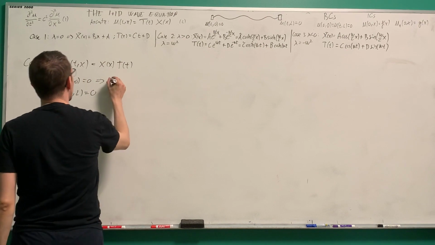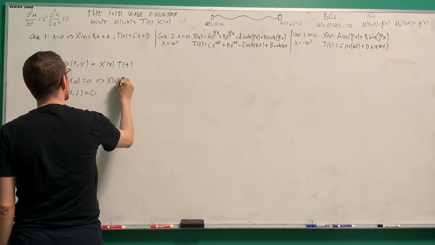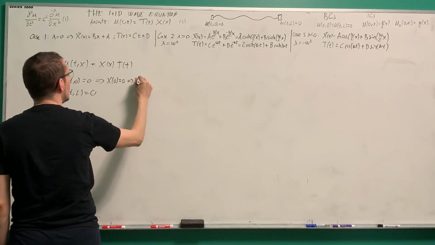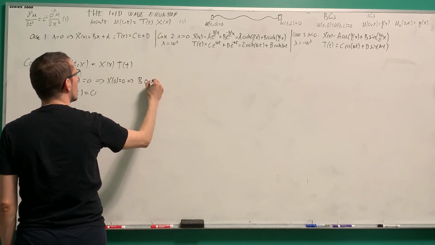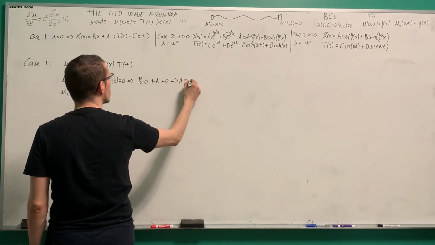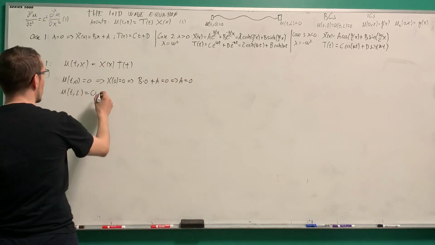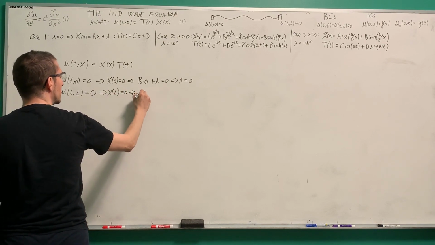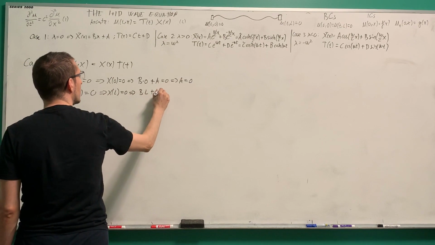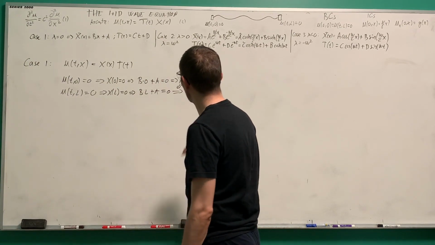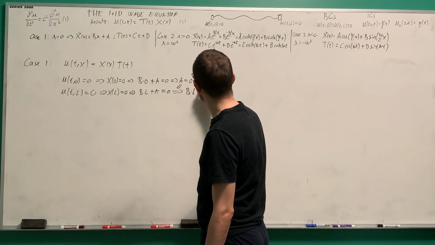Alright, so that means that x of 0 is equal to 0. That gives me, I take x from here, b times 0 plus a equals 0, which means a is equal to 0. Alright, but what does the other condition give me? Well, x at L is equal to 0 tells me that b times L plus a is equal to 0. But now I can use that a is equal to 0, and that tells me that b times L is equal to 0.